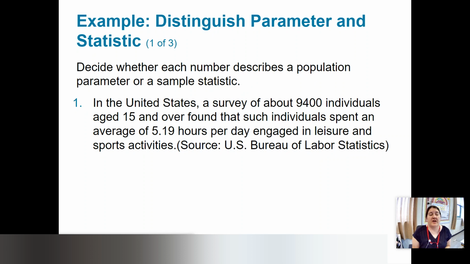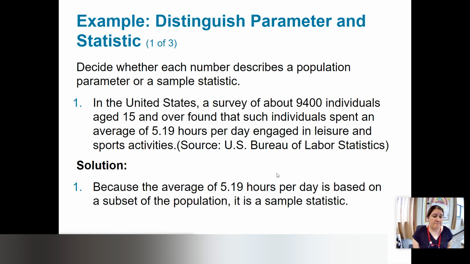So we're talking about in the United States, individuals aged 15 and over. Well, there's way more than 9,400 individuals aged 15 and over in the United States. So what we have right now is a sample. So because it's a sample, we've got a sample statistic. And yeah, it's a sample statistic.